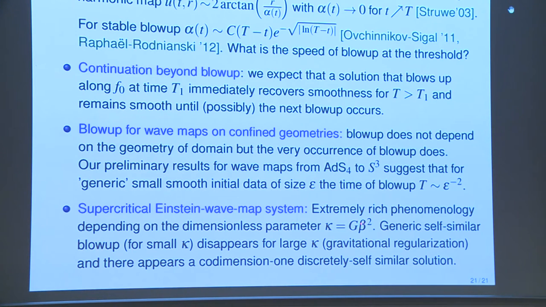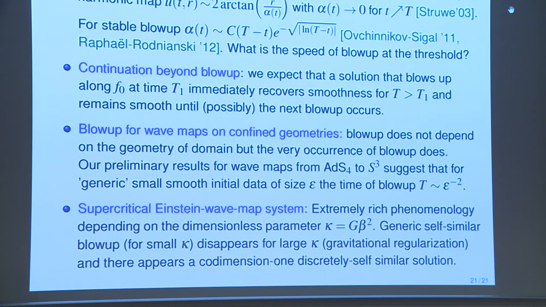But it does not exclude the fact that solutions remain smooth, but the radius of analyticity shrinks to zero in infinite time. And this is the conjecture in the critical case: the radius of analyticity shrinks to zero in infinite time, both for this model and for the full Einstein equations.